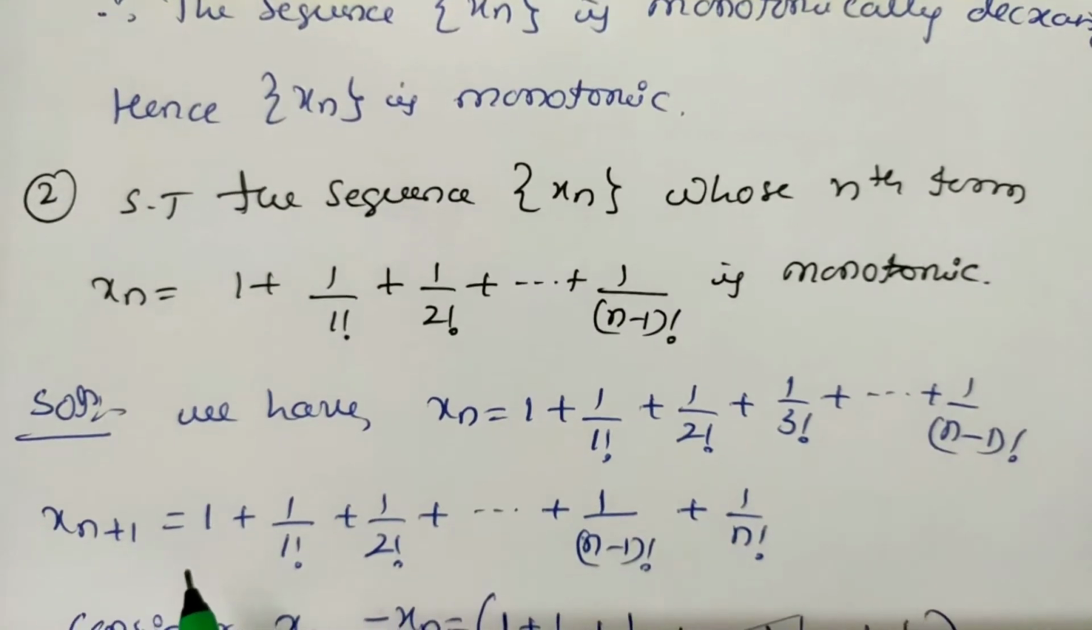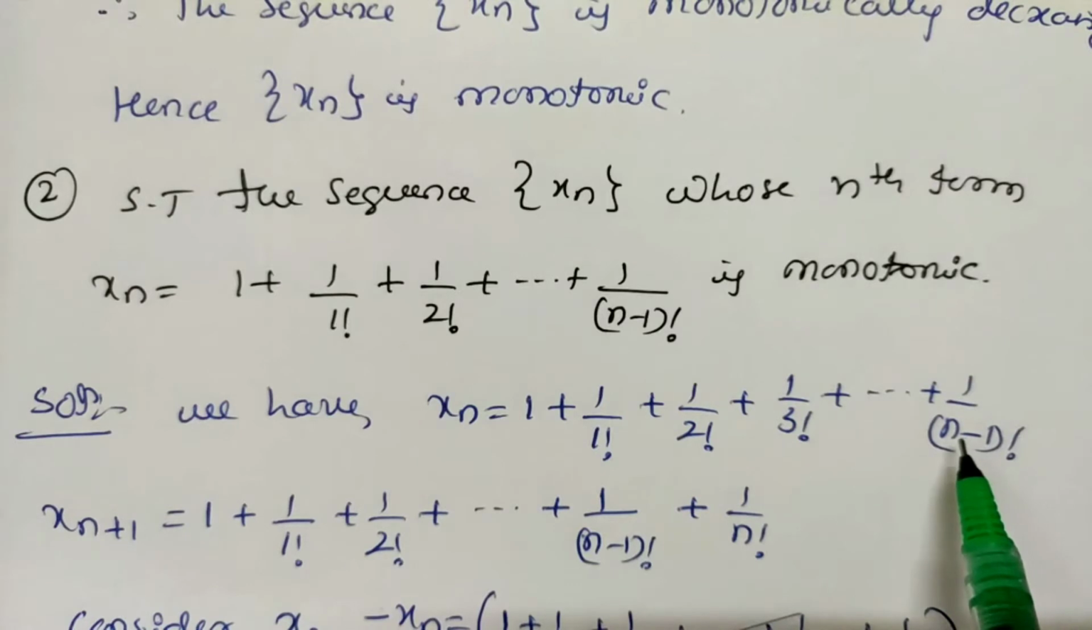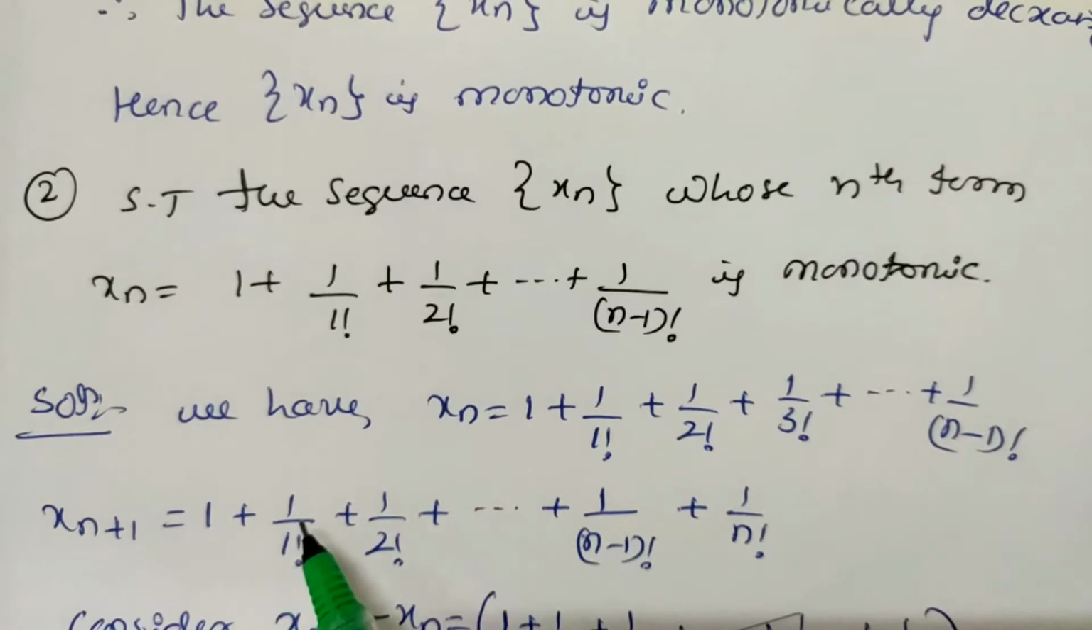Now xn plus 1 is equal to, here not only replacing n by n plus 1. Xn has n terms, so xn plus 1 should have n plus 1 terms. So you write the next term to this. Up to 1 by n minus 1 factorial it is the same, so you just add one more term. To get the next term, you just add 1, so n minus 1 plus 1 is equal to n factorial.